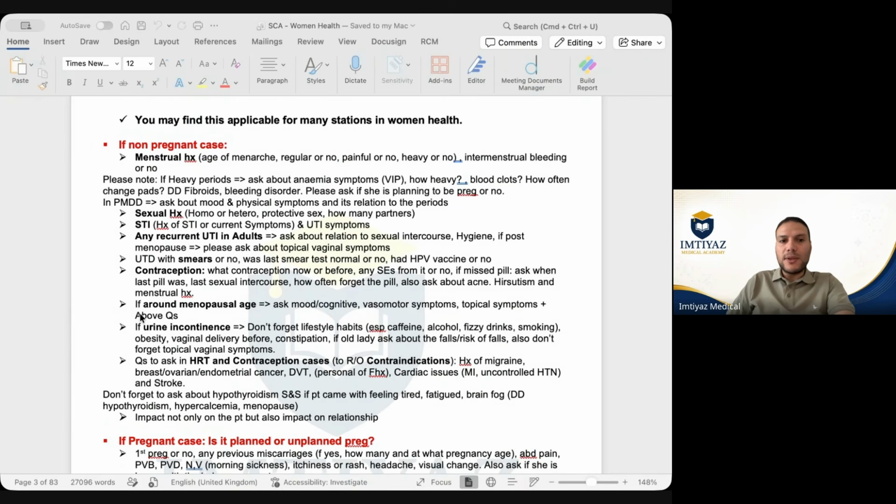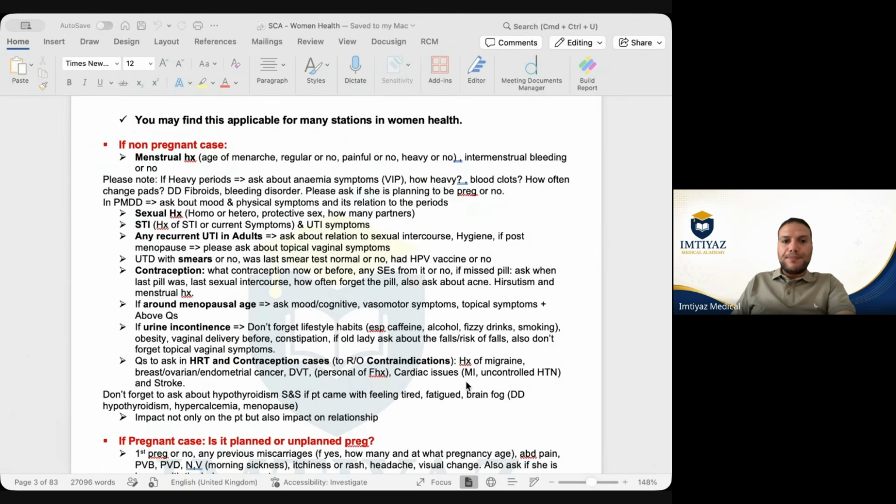And you need to ask about what? You need to ask whether she is sexually active now, and when was the last sexual activity? Why? Because she may need emergency contraception. And definitely in contraception cases or HRT cases, you need to ask about contraindications. We'll come to this, but you will find here some of the contraindications like migraine, breast, ovarian, endometrial cancer, DVT, cardiac issues, and so on. Very important. And stroke.